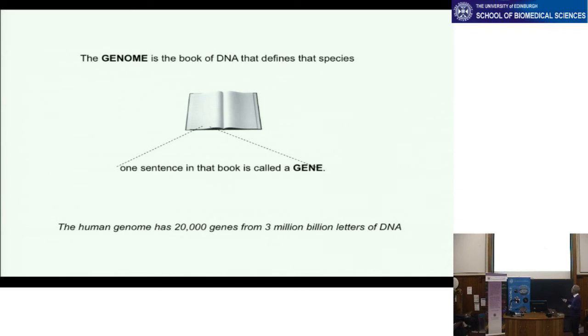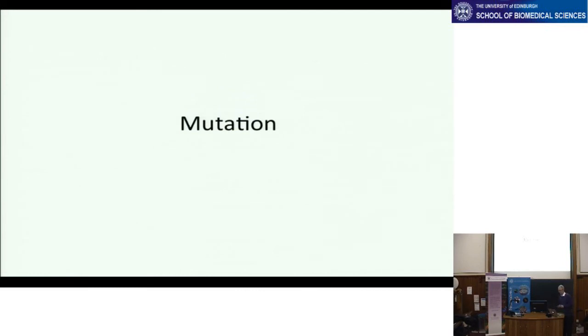And the human genome, for your information, has about 20,000 genes and about 3 billion letters of DNA. Incidentally, there's about 100,000 words in a typical Harry Potter novel, to give you some kind of comparison. Now let's try to understand mutation.